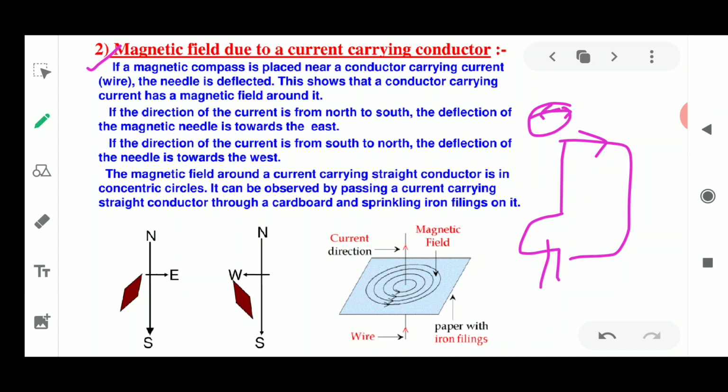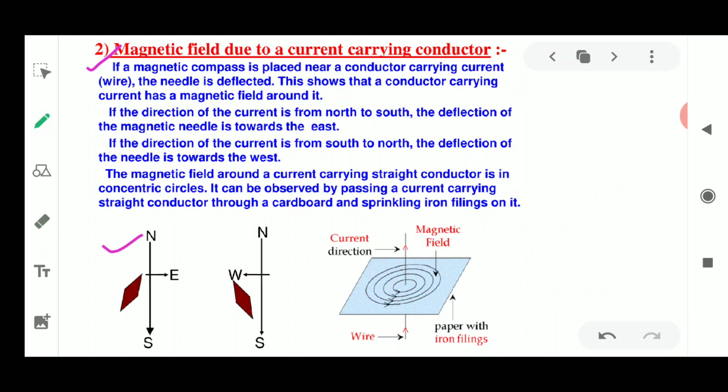Now if the magnetic compass is placed near the current carrying wire, the needle gets deflected as shown here in this diagram. If the current is flowing and the needle shows deflection, it proves that a magnetic field is also present near the current carrying conductor.